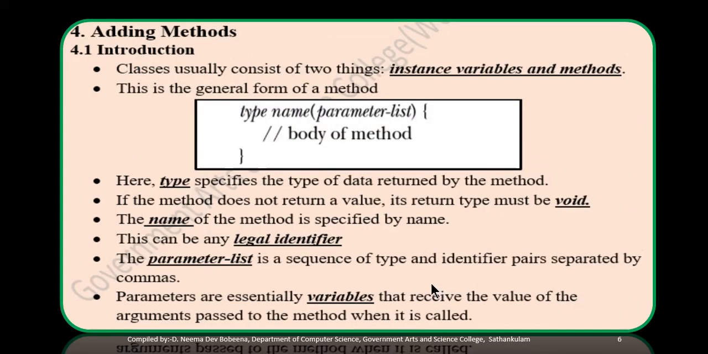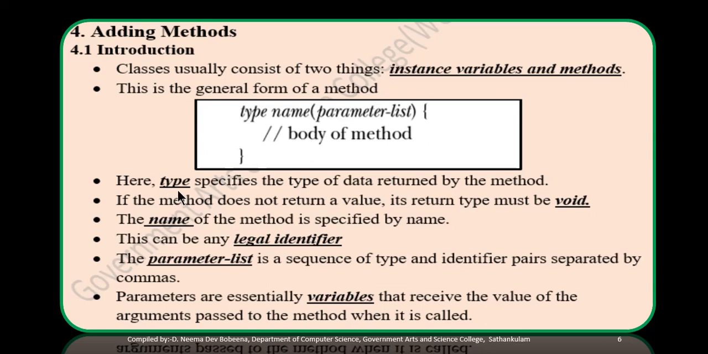Method. What is a method? The functions which we define in Java are called methods. Classes usually consist of two things. One is instance variable and the other one is method. The general form of a method is type, method name, then parameter list, opening braces. In this portion we give the body for the method and closing braces.